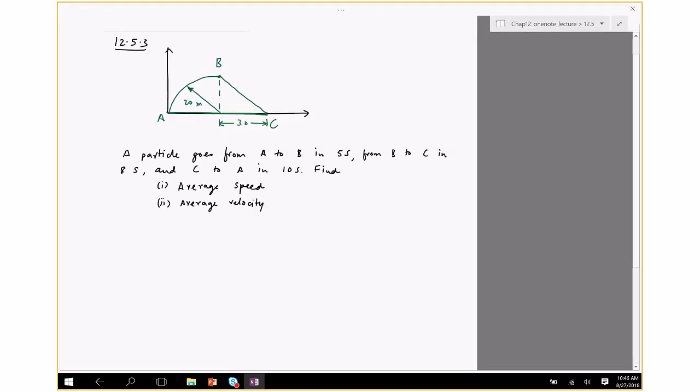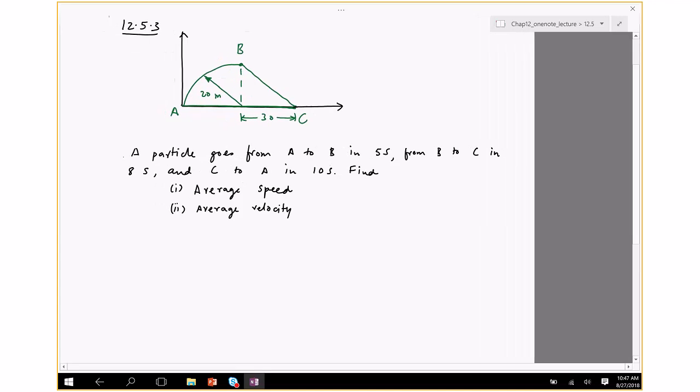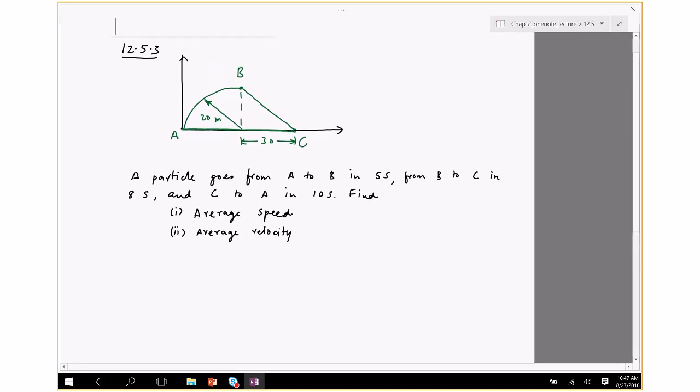So a particle goes from A to B, so this way, and from B to C and C to A. You're given the time in which it goes. From A to B is 5 seconds, B to C is 8 seconds, and C to A is 10 seconds. So you find the average speed and average velocity. This is a problem which illustrates the difference between average speed and average velocity.